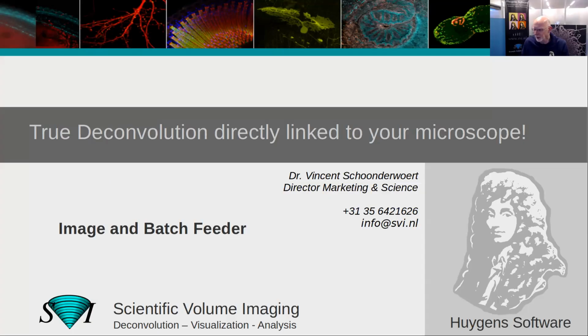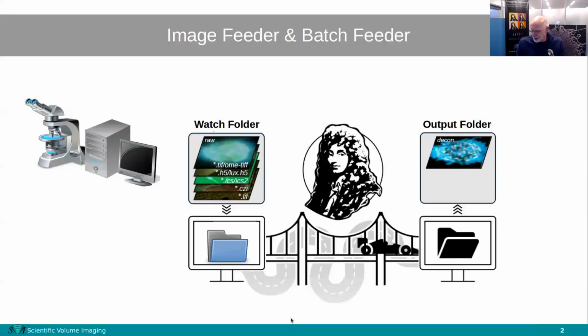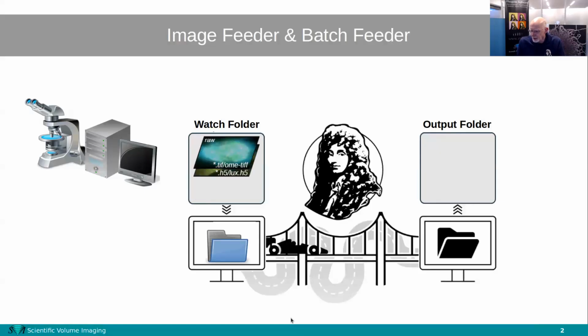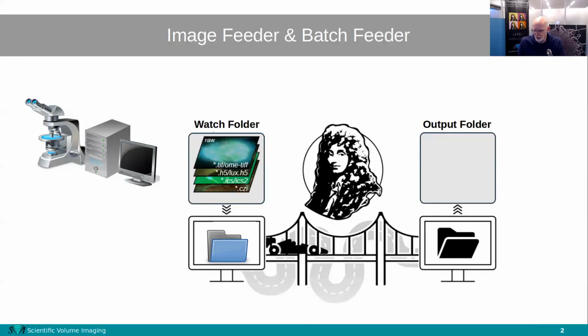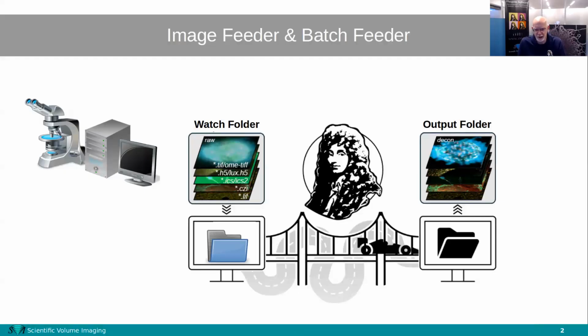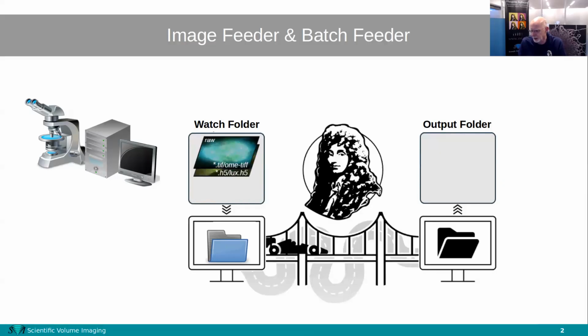And today we're going to talk about the image and batch feeder, how to directly link Huygens deconvolution to your images and to your microscope. The image and batch feeder connects folders of images to Huygens, and Huygens can spit out deconvolved images in an output folder. We can do the connection to these images via the image feeder and batch feeder, and I will explain in the following slides what the difference between the two is.